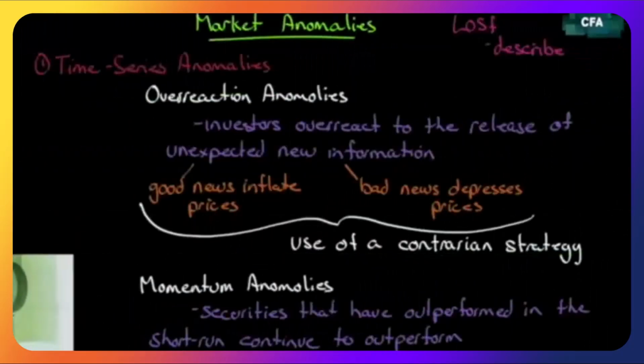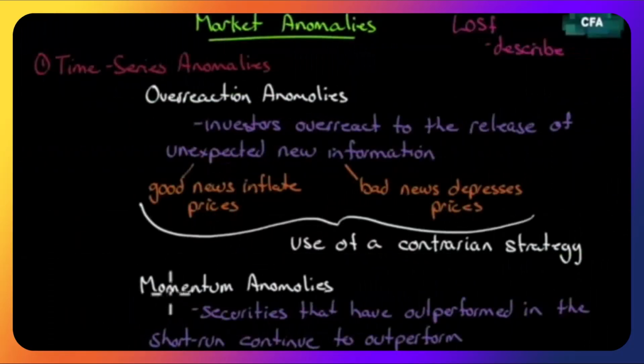Still on time series anomalies: overreaction anomalies, and then we'll look at momentum anomalies. An overreaction anomaly: investors overreact to the release of unexpected new information. Good news inflates prices, bad news depresses prices. So this suggests that if there is an overreaction anomaly, the use of a contrarian strategy might work here. But here's the deal.